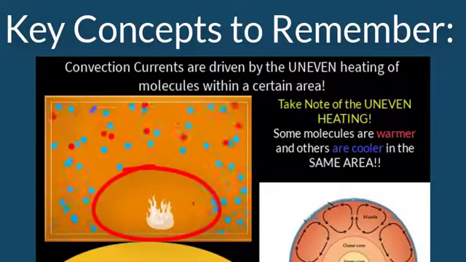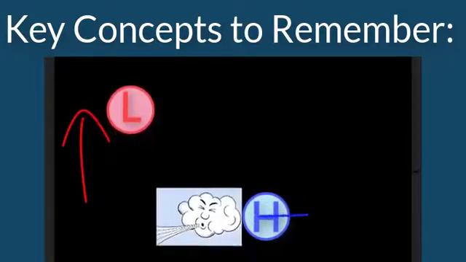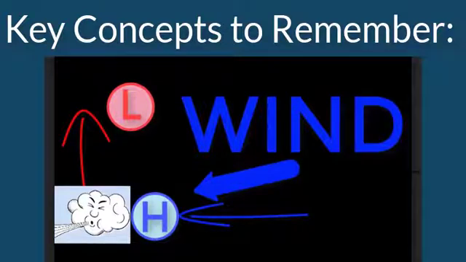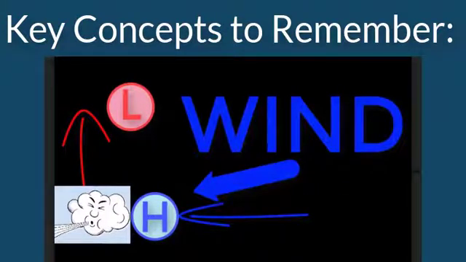Think about the convection currents video. This movement causes wind, and depending on how great the difference is between the two pressures, that tells you how quickly they will move or how hard the wind will blow.